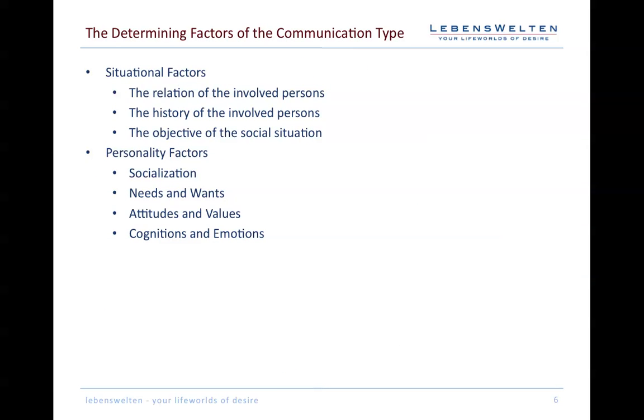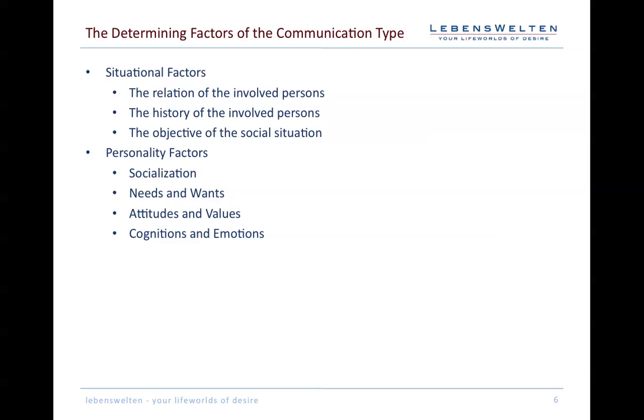Now what are the factors that make you have one type or style of communication? Like most things when it comes to human behavior, most things rely on two main influences. It's the situational factors and factors that lie within the person, within the personality. Situational factors: it is the relation of the involved persons in this social context. It's the history that these persons had together and the objective of the situation.